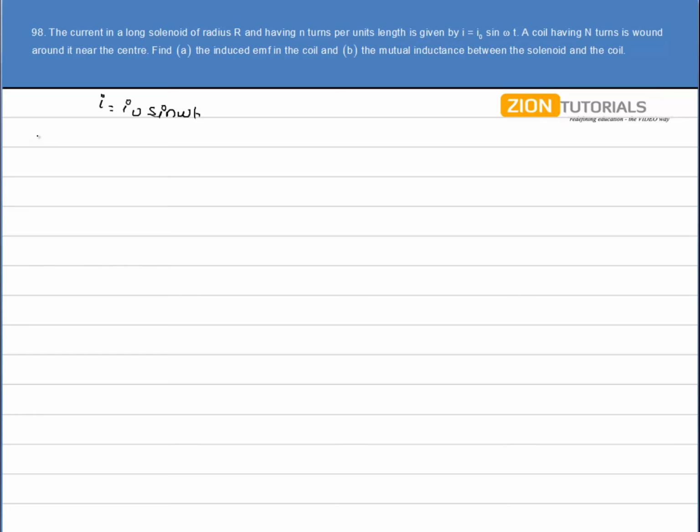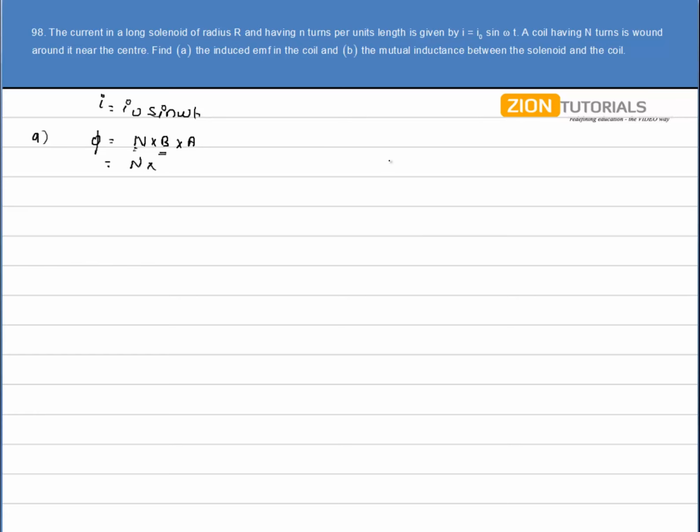So in the first part, we have to calculate the induced EMF. Of course, first we have to calculate the flux that is passing through the center coil. So flux will be given by Nφ, that is N times the magnetic field into area. So this capital N is the number of turns on the coil. Magnetic field is the magnetic field at the center of the coil due to the solenoid.